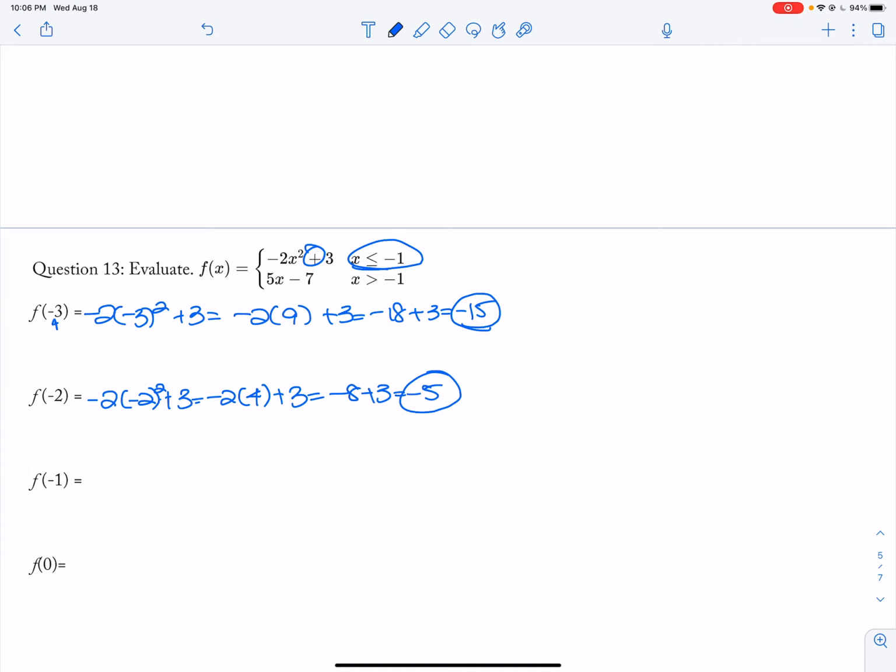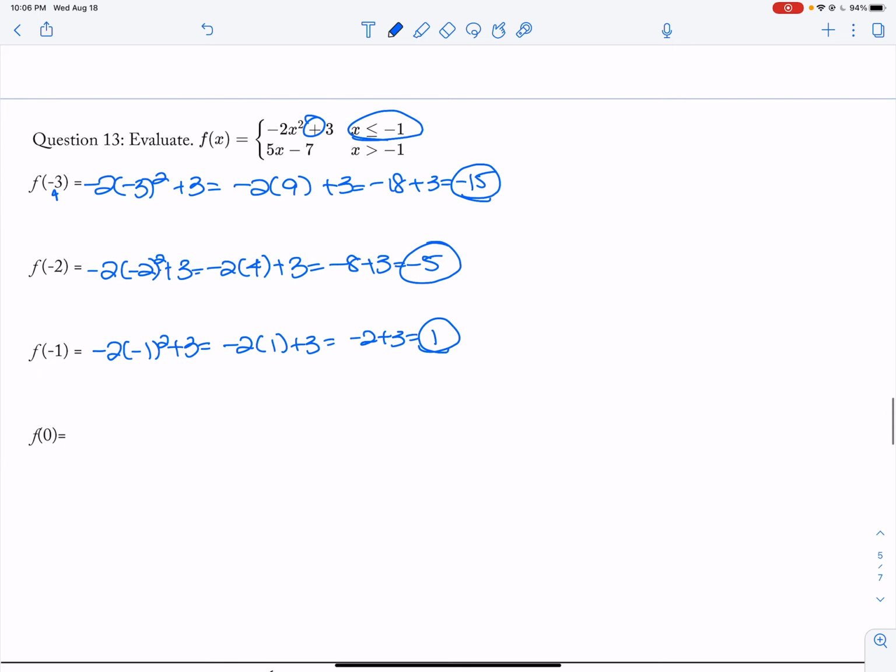Okay. Equal to -1, still top equation, so -2 times -1 squared plus 3, so I get -2 times 1 plus 3, so -2 plus 3, which is equal to, not 5, which is equal to 1 here. Okay, and then 0 is actually the bottom equation, so 5 times 0 minus 7, so I get -7. Okay, so continuing to move along, doing more evaluation.